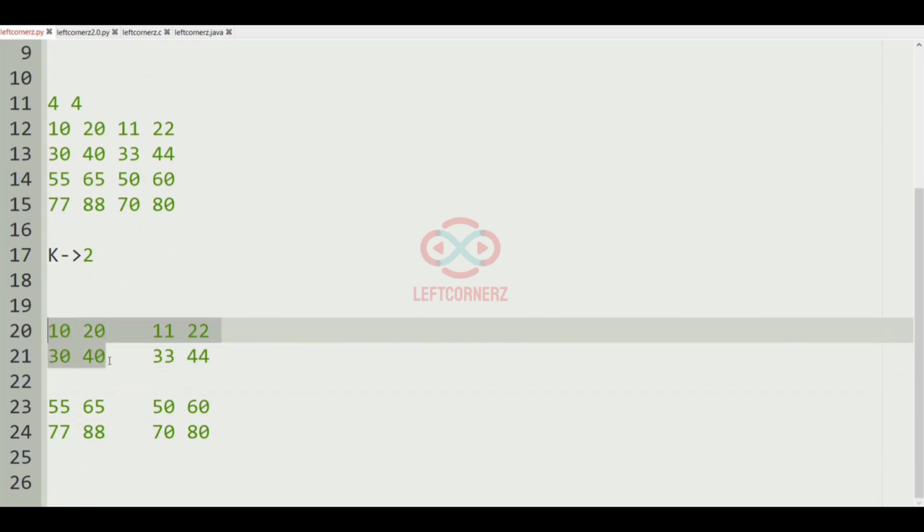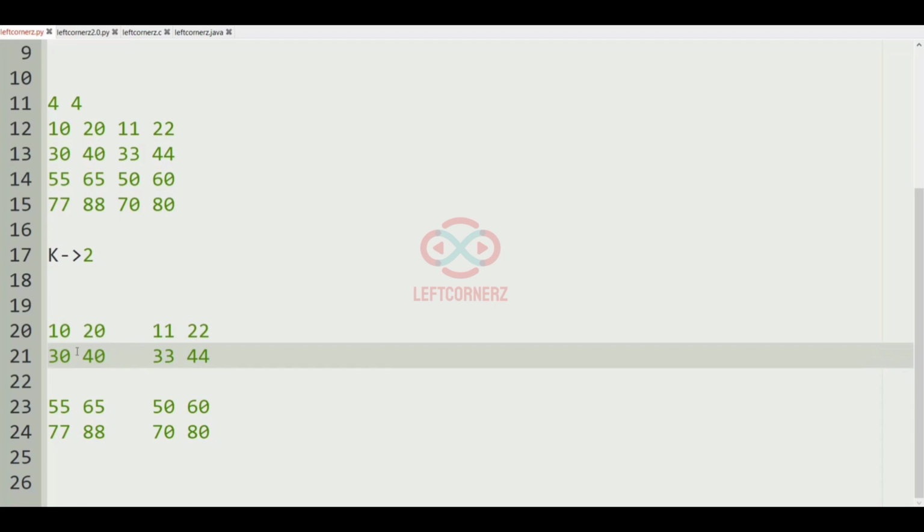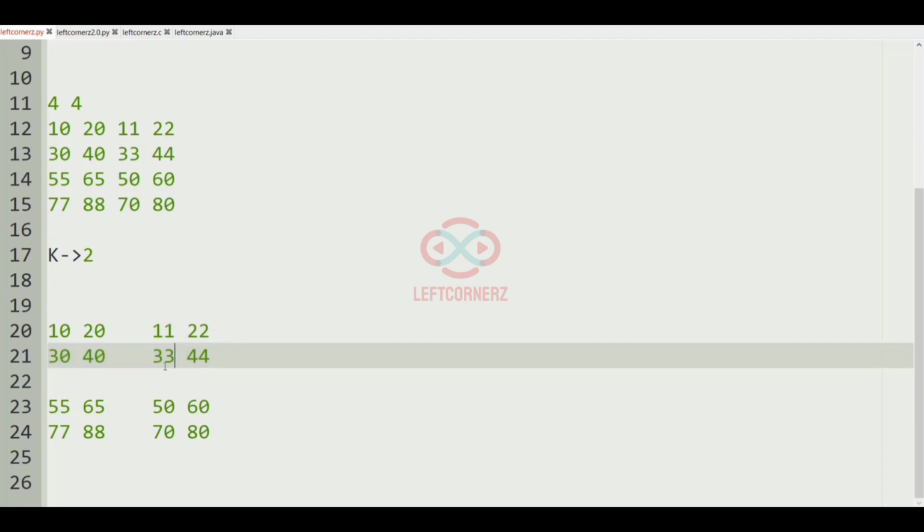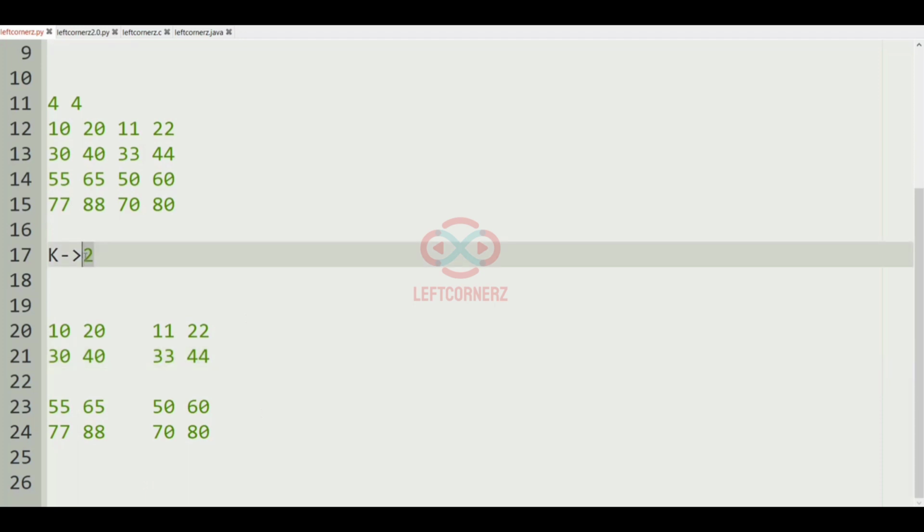In the first quadrant, we have 10, 20, 30, and 40. In the second quadrant, we have 11, 22, 33, and 44. In the next quadrant, we have 55, 65, 77, 88. And in the last quadrant, we have 50, 60, 70, and 80. Now they have given the K value as 2, so we have to rotate these quadrants 2 times.